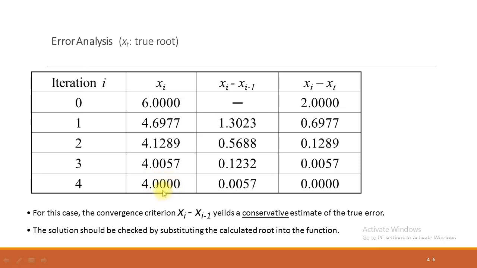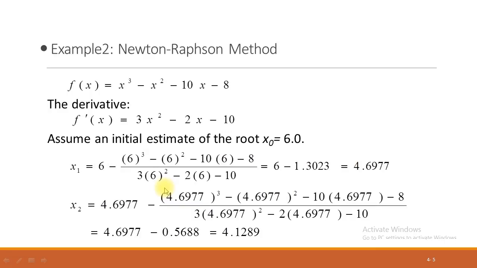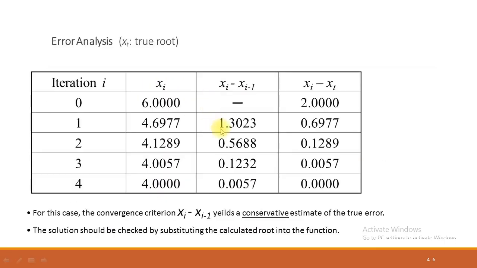So this is the exact root for the given non-linear equation. How can I say this is the exact root? If we put this exact root into the given equation, this equation will be satisfied, because the error between the exact answer and the approximate answer is 0.0000. So if I consider this the exact true value, subtract this true value from this approximate value, we obtain this error 2.0000.